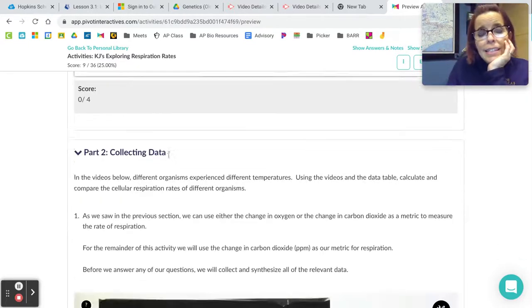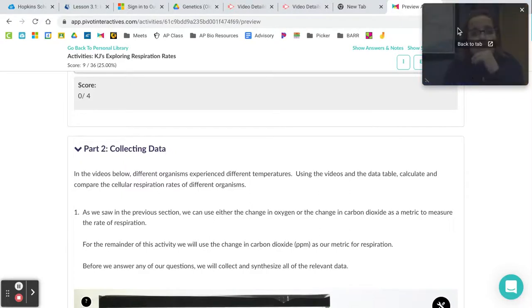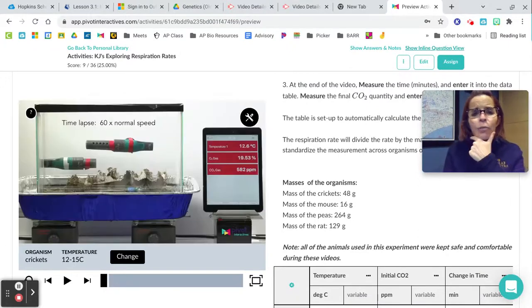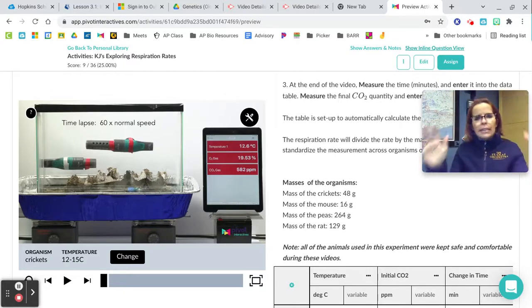All right, collecting data. Now, this part I really want you to watch carefully. In the upper right-hand corner of your screen on your own lab, you should have something that says show split question view. Unfortunately, everything's going to get really small for you because you're already on a split screen, but I'm going to go ahead and click show split question view. Now it puts the video you're collecting data from on the left, and the questions and the data table on the right, so you don't have to be scrolling up and down.